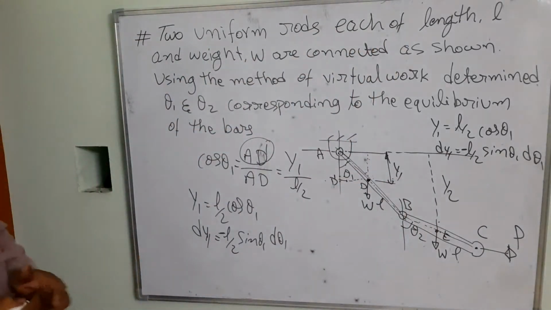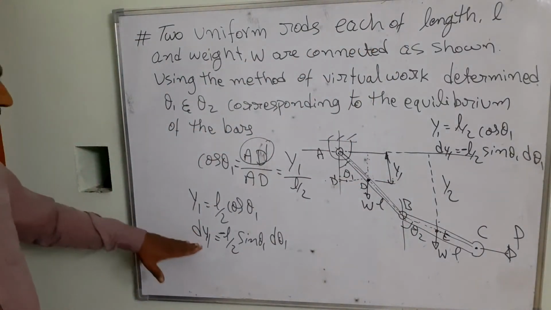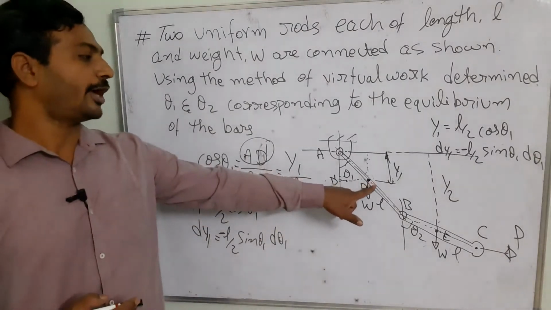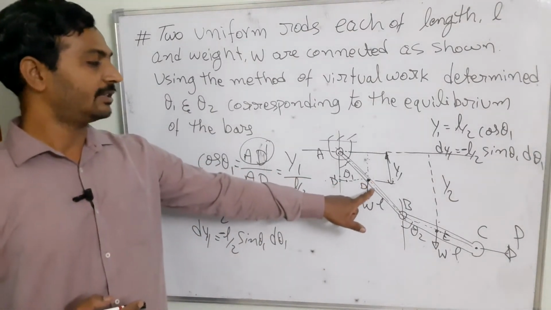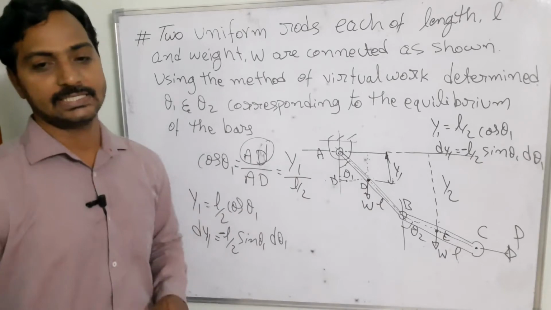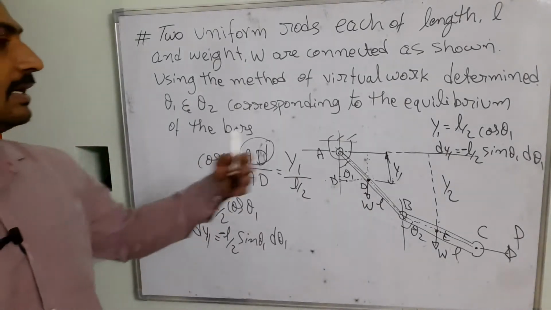Once I have calculated y1 and the infinitesimal displacement of this point, at which the weight W acts, it is considered. Now I need to calculate the y2 value.